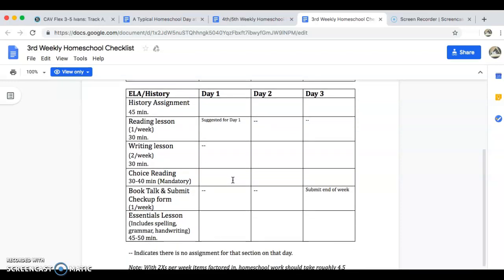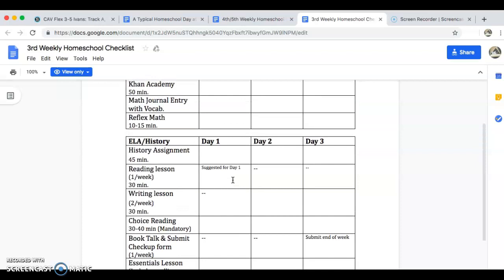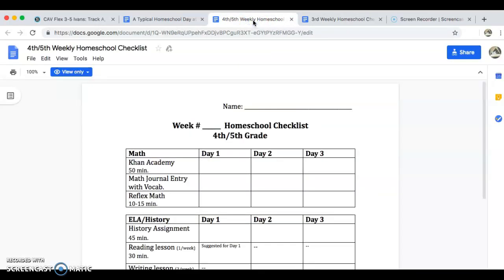Some families and students who need a little bit more support in the structure of their homeschool days and weeks, I will ask to be able to see these at conferences and sometimes weekly. So it also doubles as a great accountability tool too, if that's needed. So that's the 3rd grade one. And then 4th and 5th grade looks very similar.